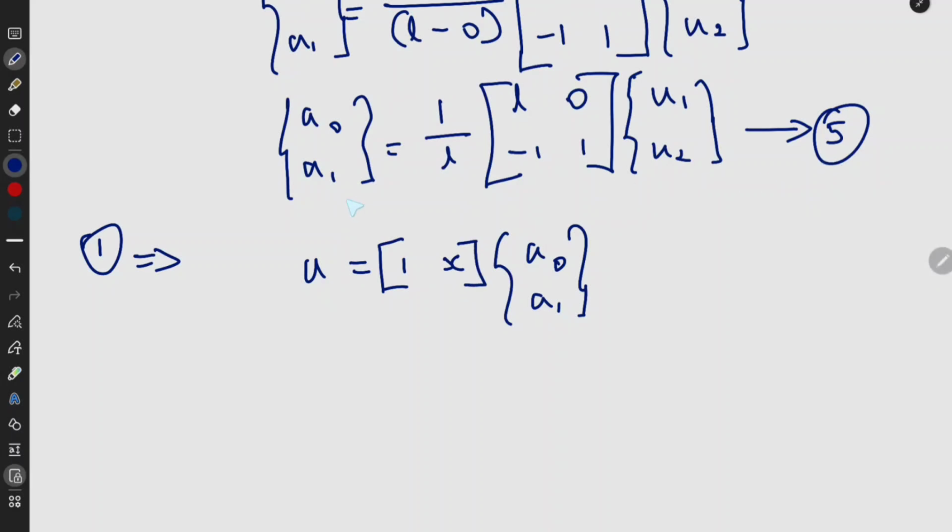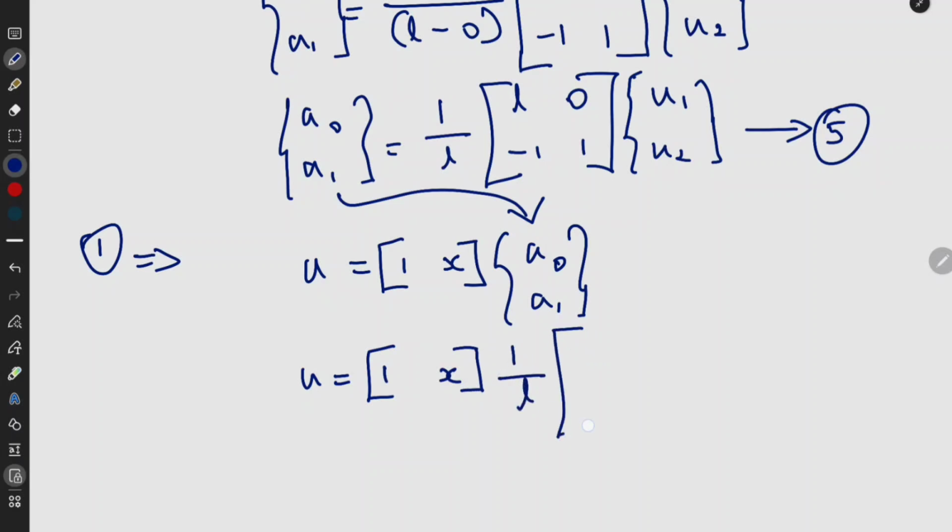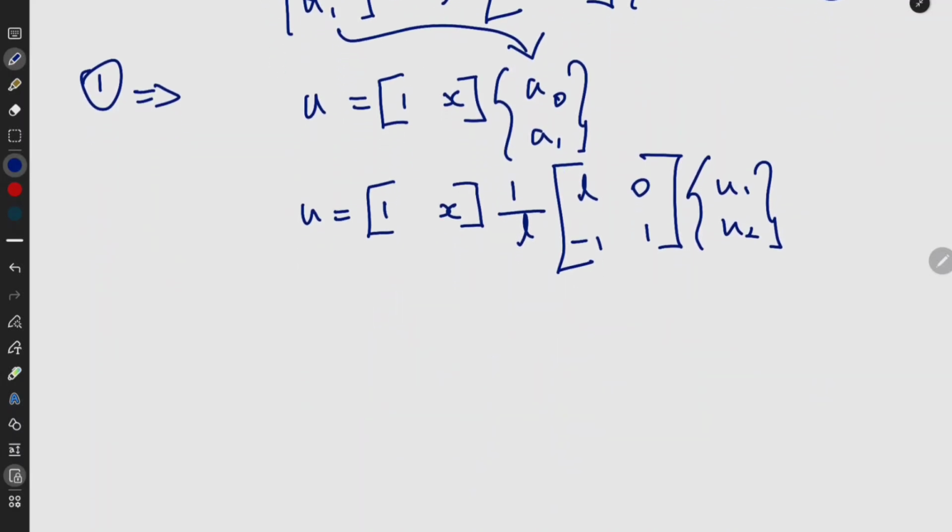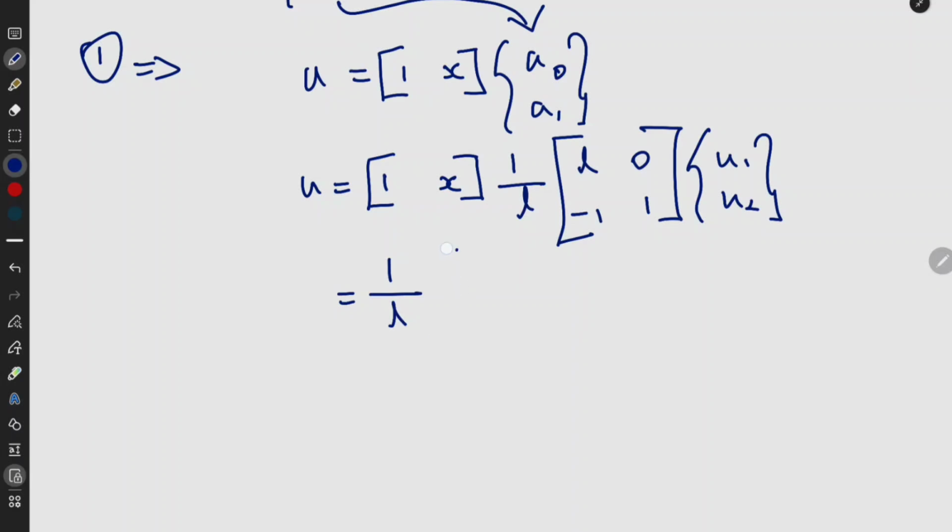Next I am going to substitute this A0 and A1 in this place. So I will get U is equal to 1 by L, then [L 0, minus 1 1], then U1 and U2. So this is my equation. I am keeping the 1 by L outside. Then I am going to multiply these two matrices. So it is L minus x, then it is 0 plus x, and outside we have U1 and U2.